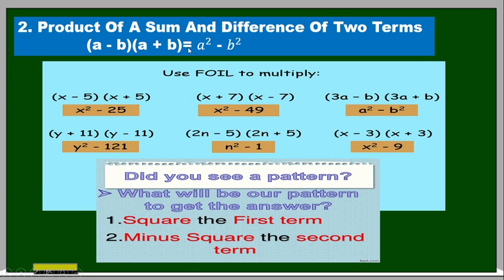But take note that in between a squared and b squared should be a minus sign. For example, here we have quantity x plus 7 times quantity x minus 7. So, square of the first, we have x squared, minus square of the second, we have 49. So that is what we call another special product: product of a sum and difference of two terms.